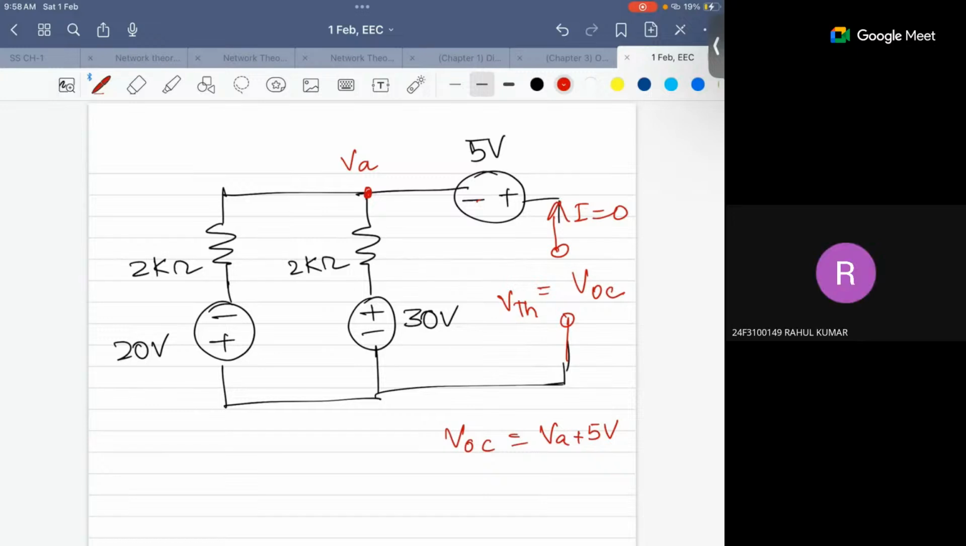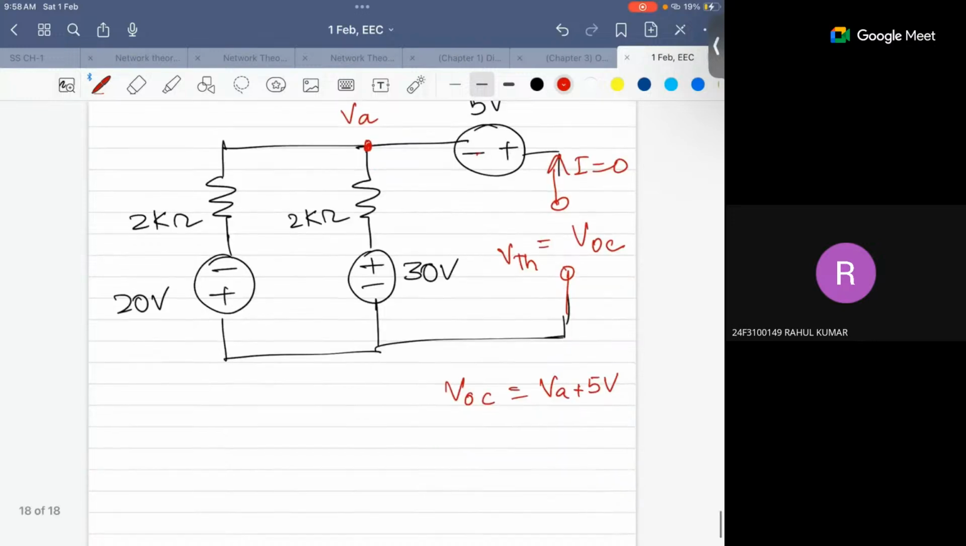By KCL, calculating current. Yeah. So how will you do that? VA minus 20 by 2, plus VA minus 30 by 2. If you are taking 30, then minus 30 you are taking, then here it should be plus 20. Correct? And then you can put it as 0.